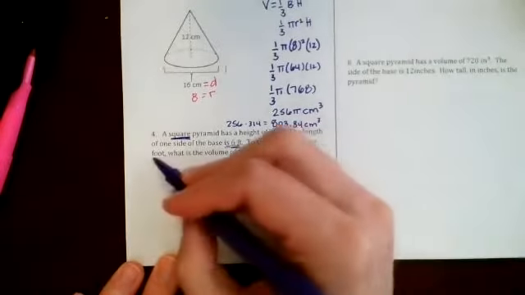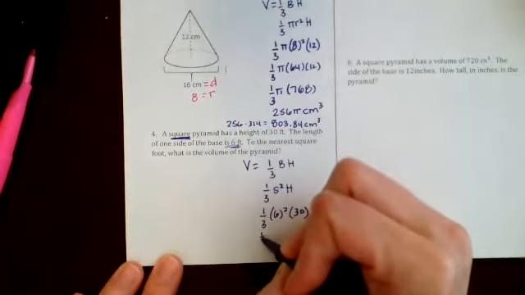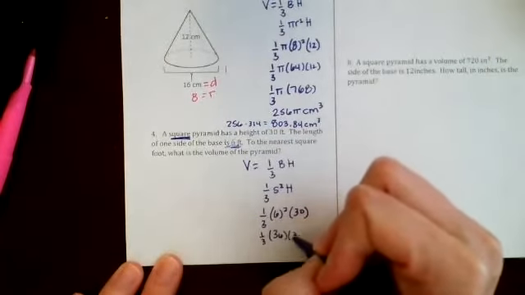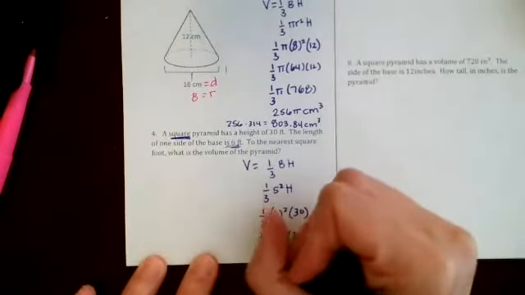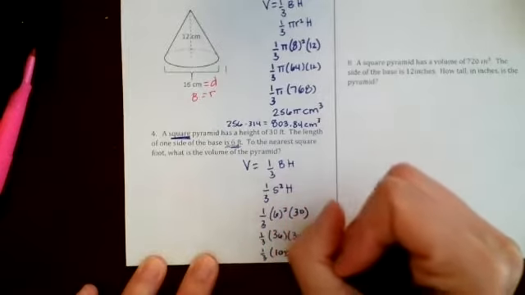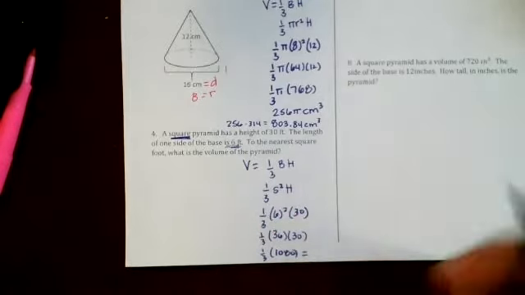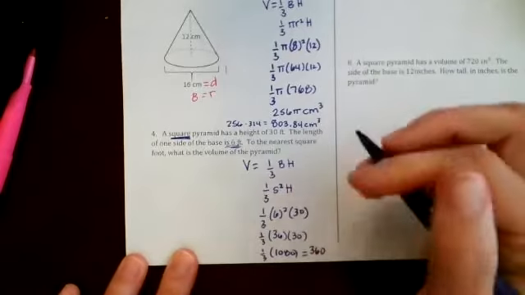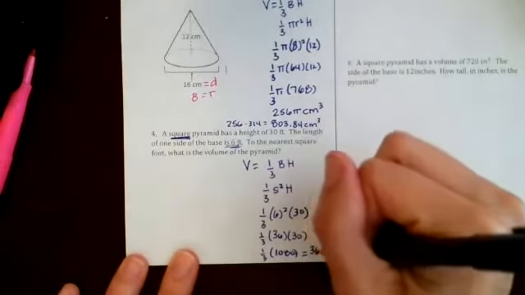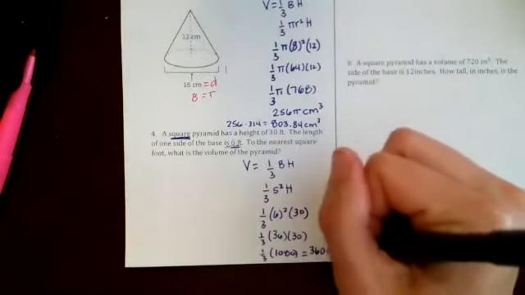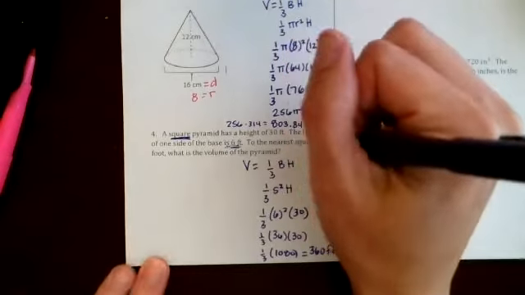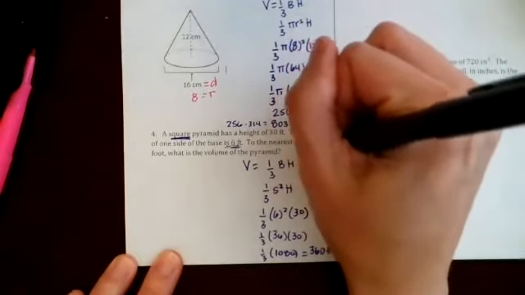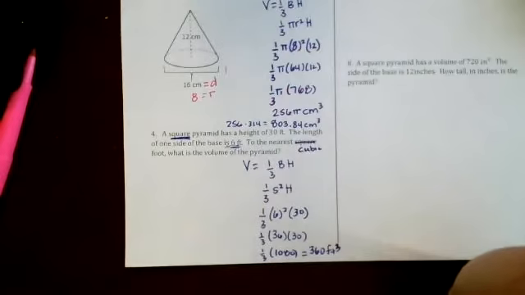What, to the nearest square foot, what is the volume? So I'm going to go 1/3 of 36 times 30. So I'm going to have 1/3 of 1080, and that is going to equal 360. And we're in feet cubed. And this should have said to the nearest cubic foot, what is the volume of the pyramid? So I'm going to make sure I change that.